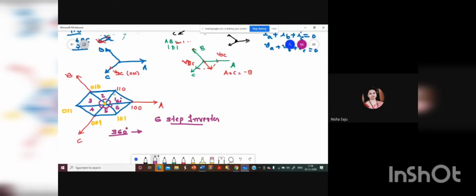So how can we represent this? If I take 0, 0, 0, then you have 1, 0, 0, then 1, 1, 0, then 0, 1, 0, then 0, 1, 1, then 0, 0, 1, then 1, 0, 1.